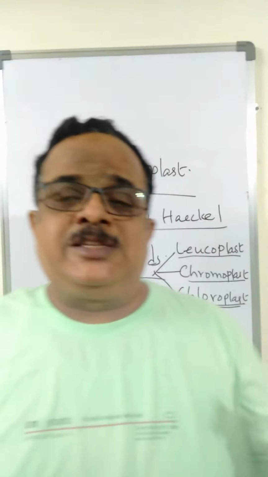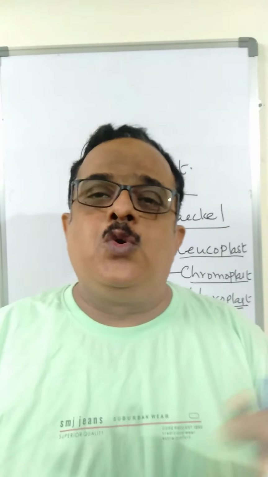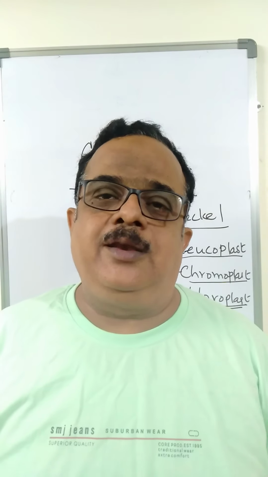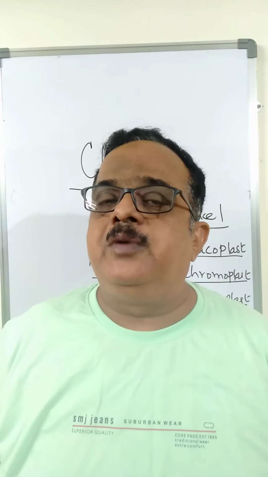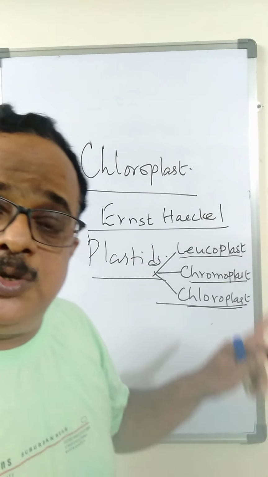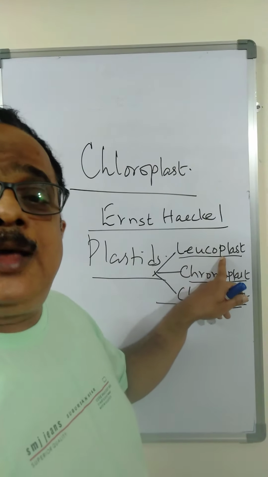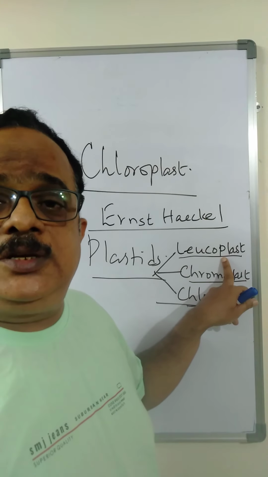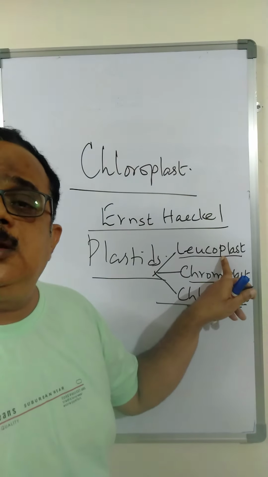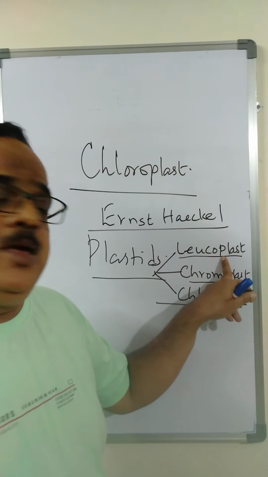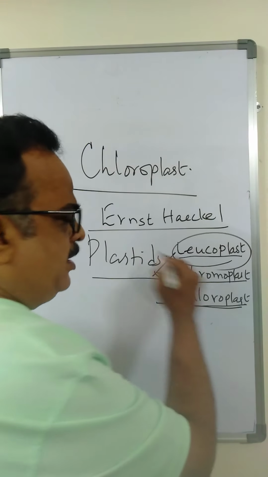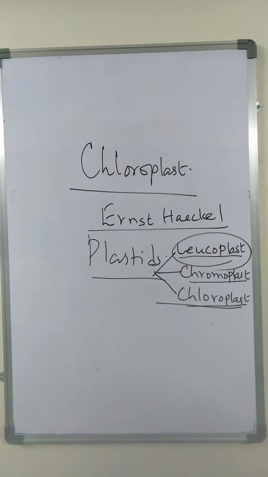Here the name itself says leuco means colorless plastid. You might have heard the name leukocytes, that is WBC, white blood corpuscles. So here also leucoplast means colorless plastid. A colorless plastid is known as leucoplast.